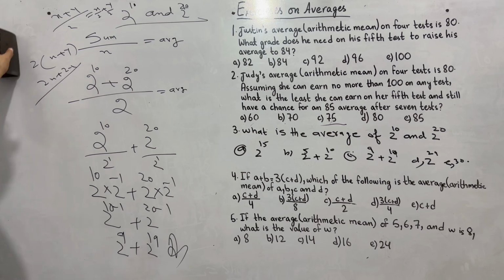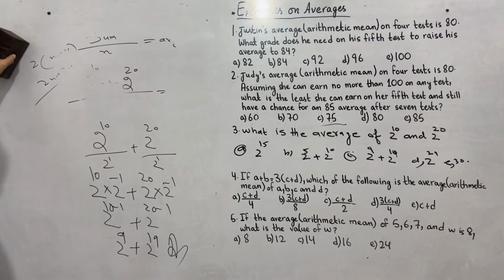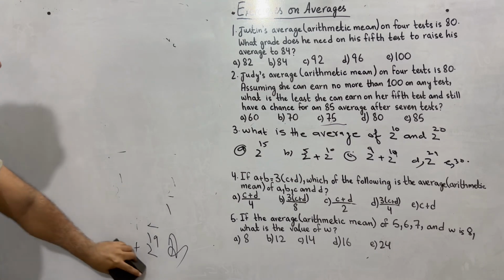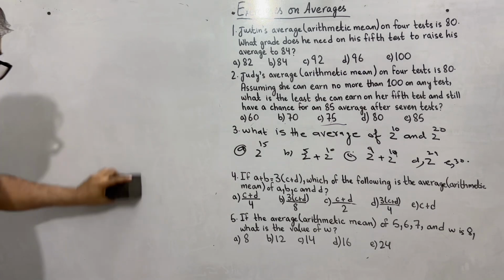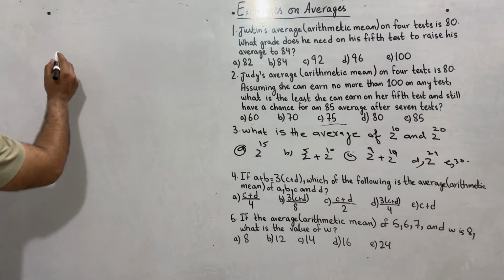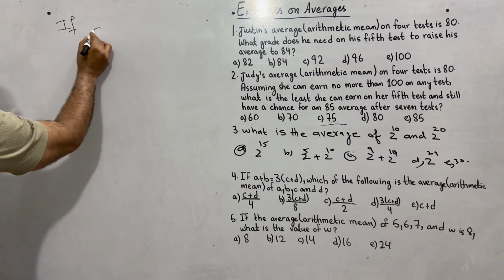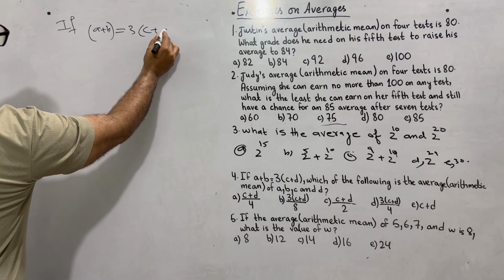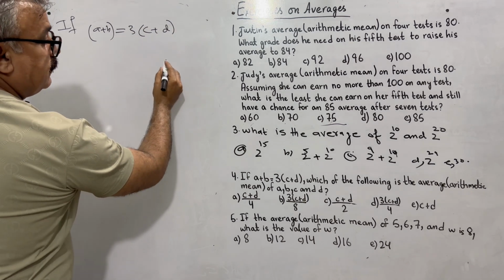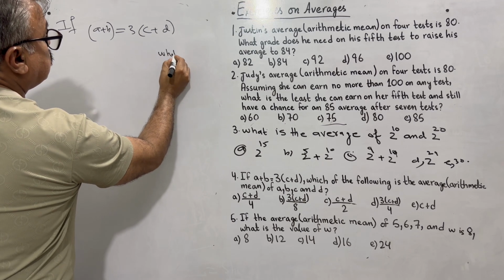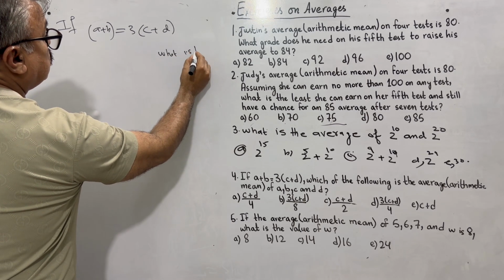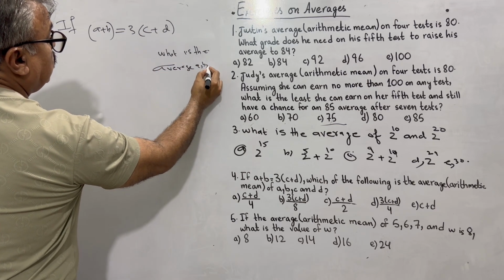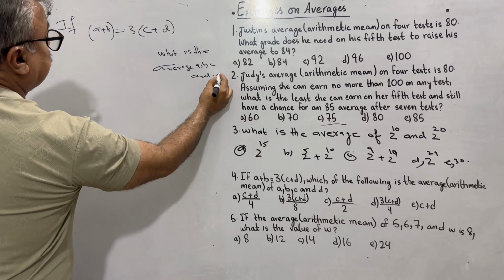If A plus B is equal to 3 times C plus D, which of the following is the average or arithmetic mean of all the 4 letters A, B, C and D? Look, if A plus B is equal to 3 times C plus D, what is the average of A, B, C and D?